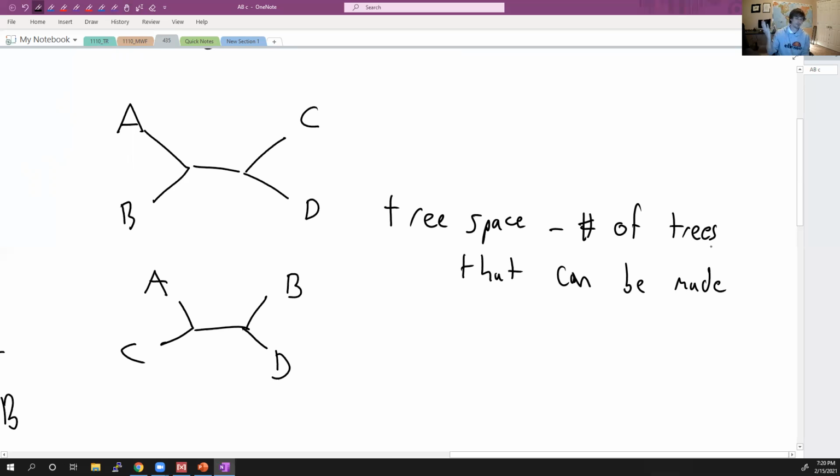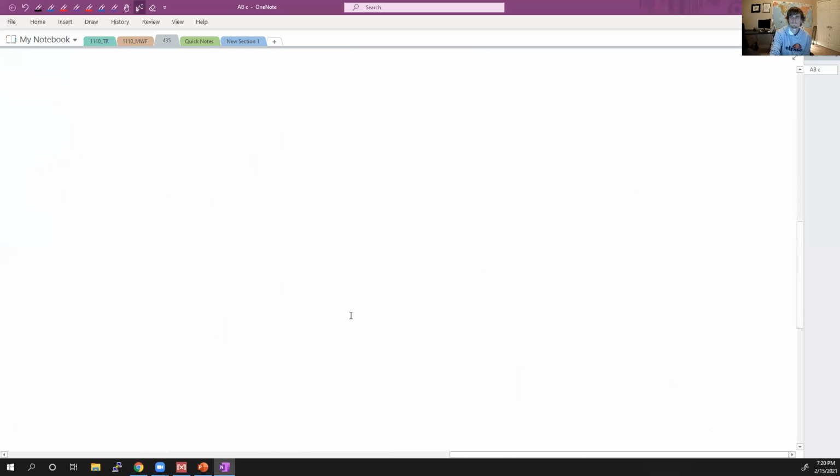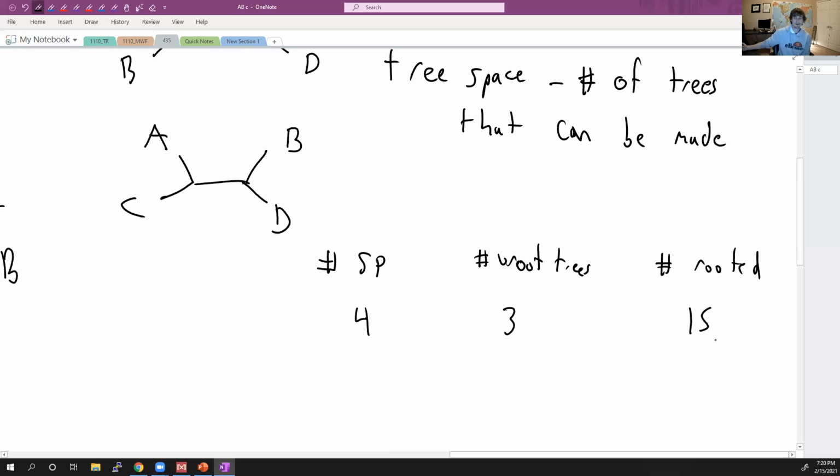Now, if we try to root a tree, we'll get a different number. So if we have number of specimens, number of unrooted trees, and number rooted. If we have four animals or four sequences, we can get 3 unrooted trees or 15 different rooted trees.